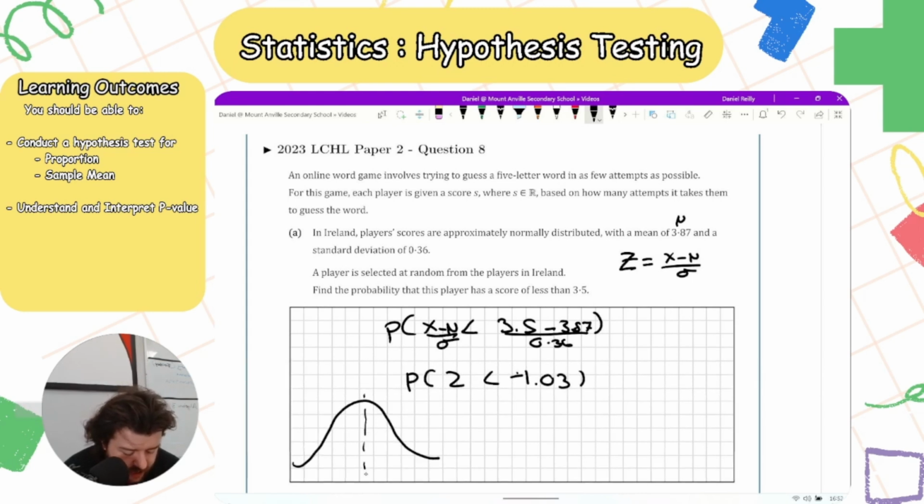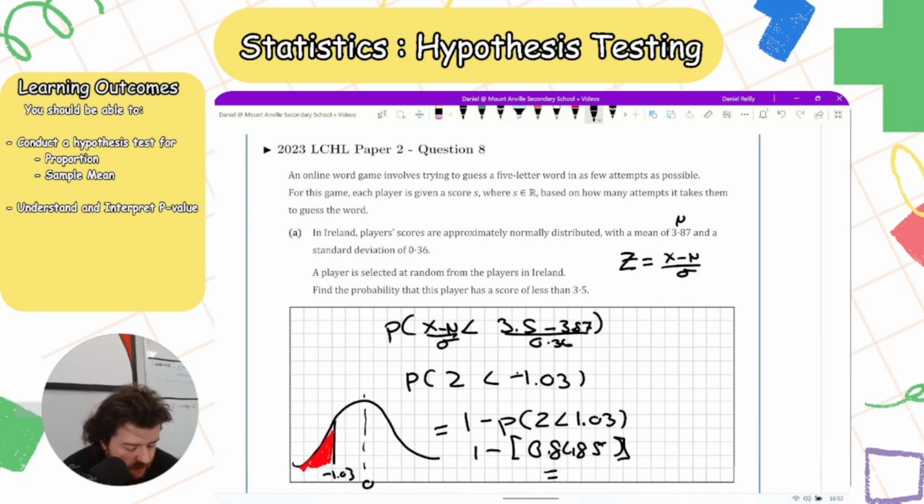Draw a quick sketch. There's 0, minus 1.03. I'm looking for the area beneath it. This will just be equal to 1 minus the probability that Z is less than positive 1.03. So 1 minus 0.8485 when you look up in your tables, which is equal to 0.1515. Have fun.